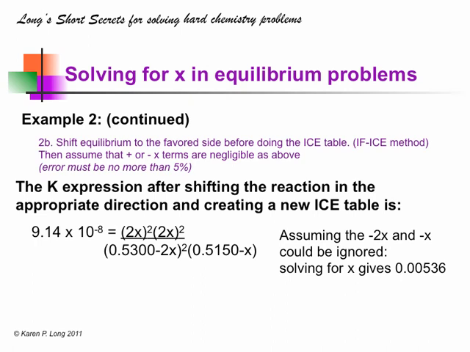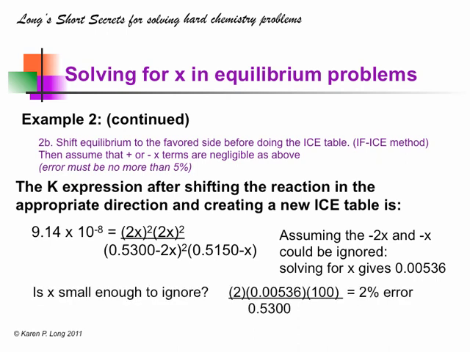Remember that after we get an answer, making this assumption, we always have to check to see if the error is no more than 5%. So how do we do that? You're going to take the answer for x, 0.00536, times 2, because the term here that has the most error caused by ignoring the x is the one that has the times 2. That's the 0.5300 minus 2x term.